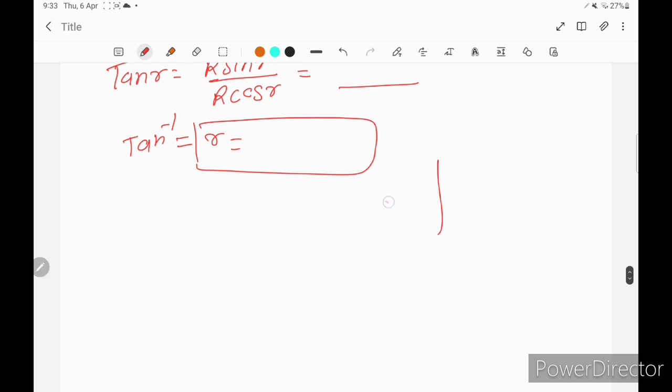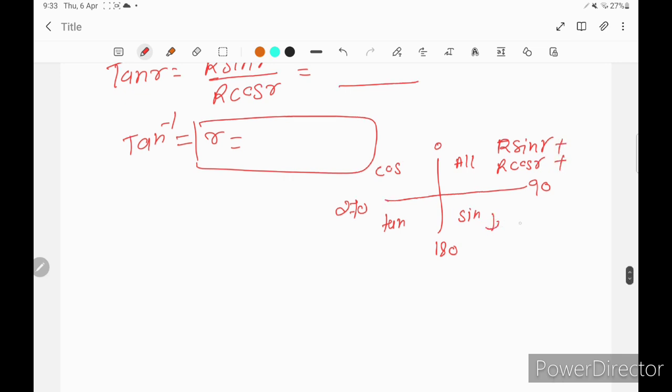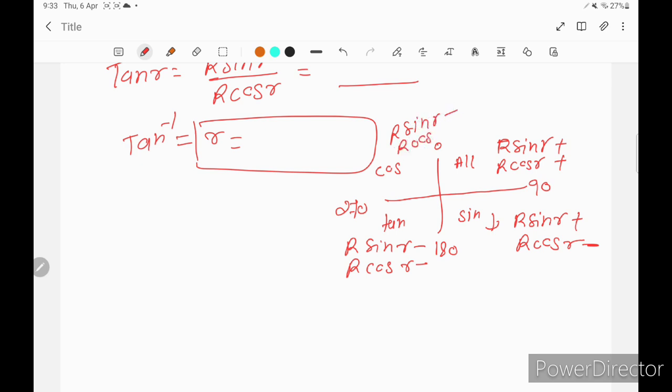Now whatever value you get, you have to convert. So 0, 90, 180, 270. How do you remember this? All, Sine, Tan, Cos. In All you have both R sine r and R cos r positive. Here R sine r is positive, R cos r is negative. Here both are negative. Here R sine r is negative, R cos r is positive. According to that you have to convert and you will get the other value of r.